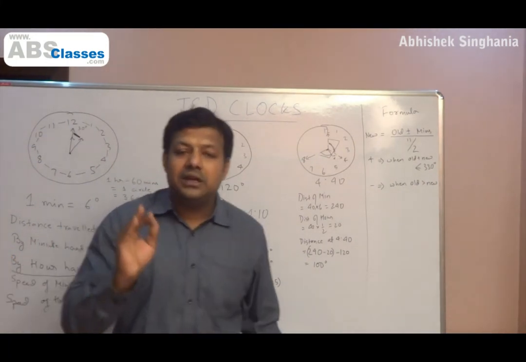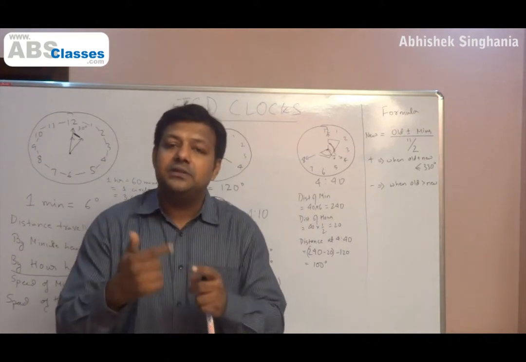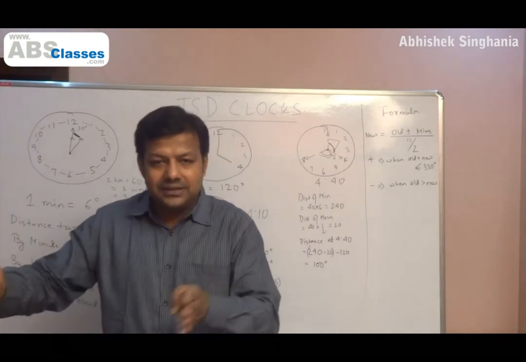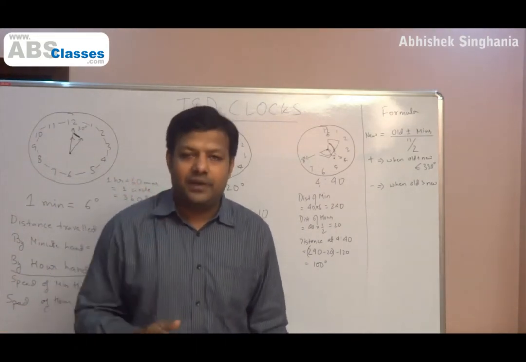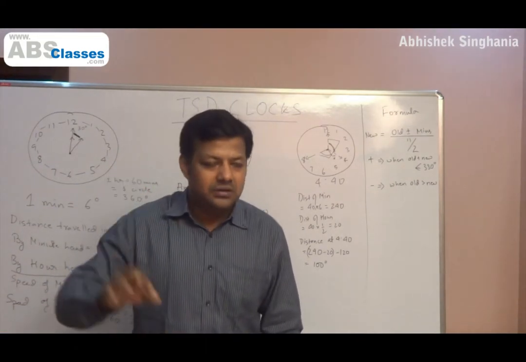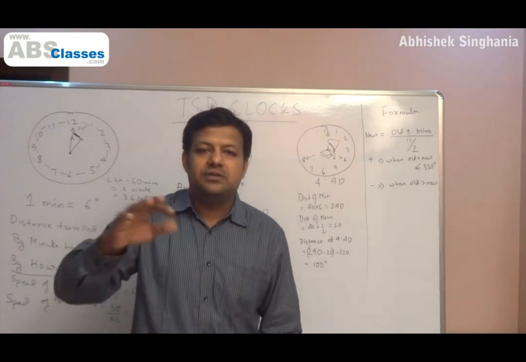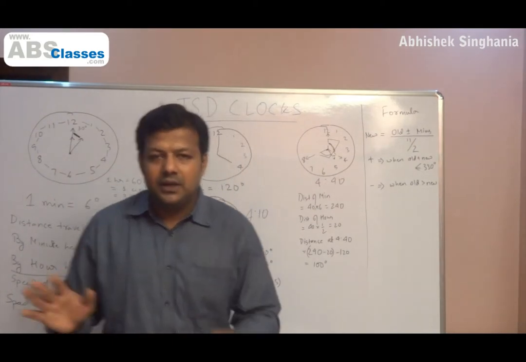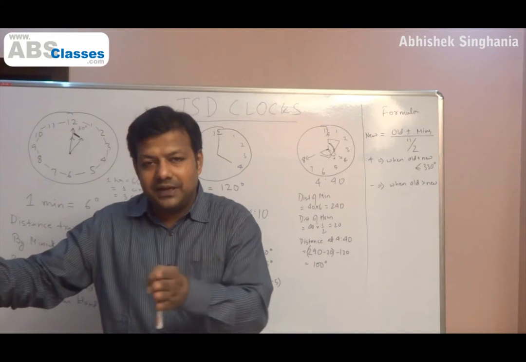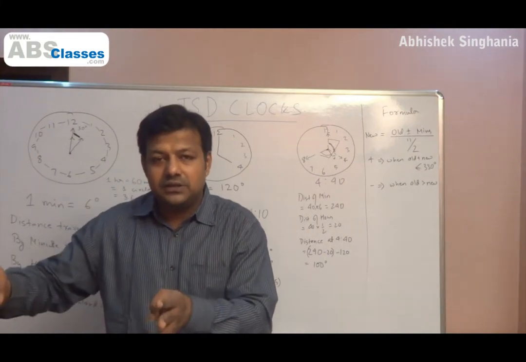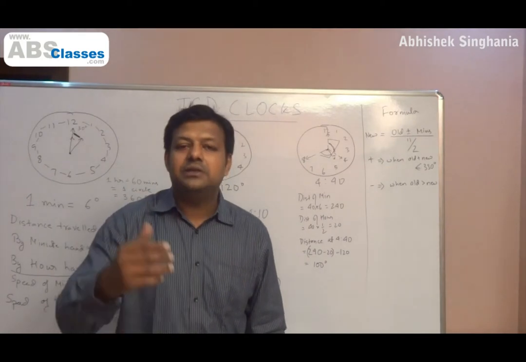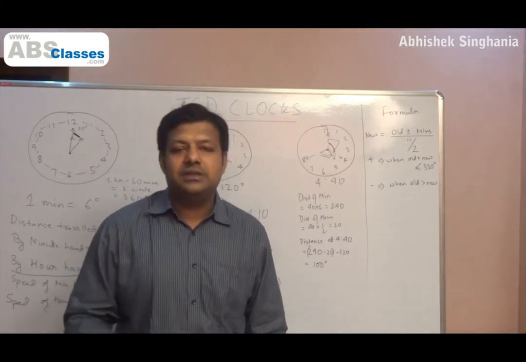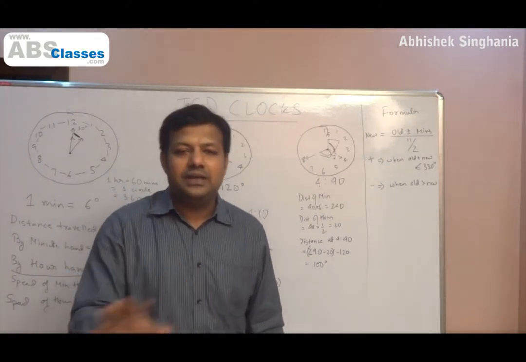Okay. In 31 minutes, the relative speed is 5.5. So the distance covered by the minute hand and hour hand respectively will be 31 into 5.5, which comes to somewhere around 170.5. So 170.5 is the difference of the distances covered by them. The original distance was 270. So the distance now is 270 minus 170.5, which is equal to 99.5.